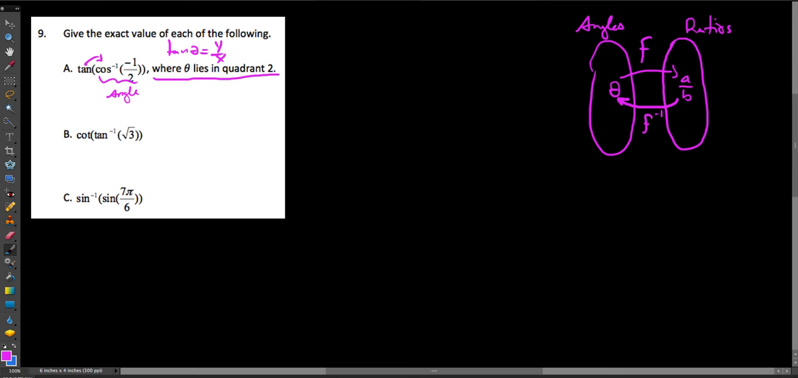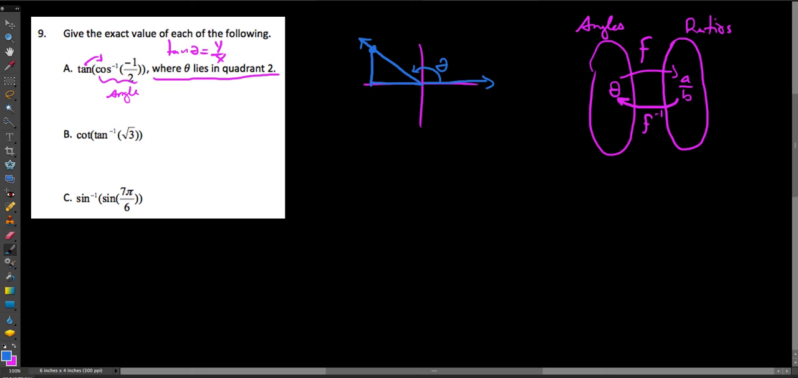I think the best thing we can do for ourselves is sketch it here. Now, I'm told in the first place that our angle is in quadrant 2. So let's sketch an angle that terminates in quadrant 2, something like this. Here's our angle, and we can select arbitrarily a point on the terminal side, and there's our right triangle. This was saying, go find the tangent of this angle where, when you take the cosine of this angle, you get negative a half.